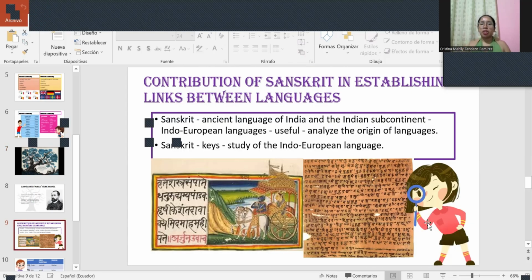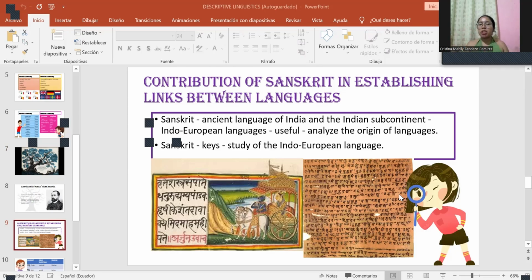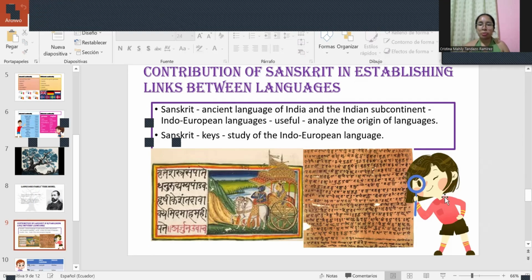Another point is to understand how Sanskrit contributed to establishing links between languages. Sanskrit was an ancient language of India that helped researchers to analyze the origin of languages. More clearly, the origin according to the Indo-European language. Because the researchers could be studying how the languages are related through comparison.